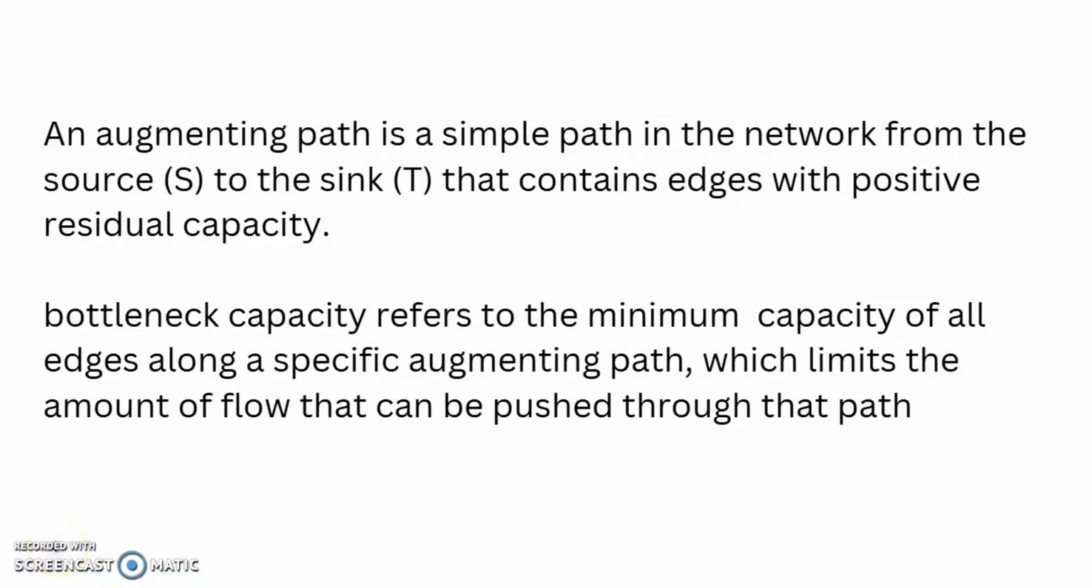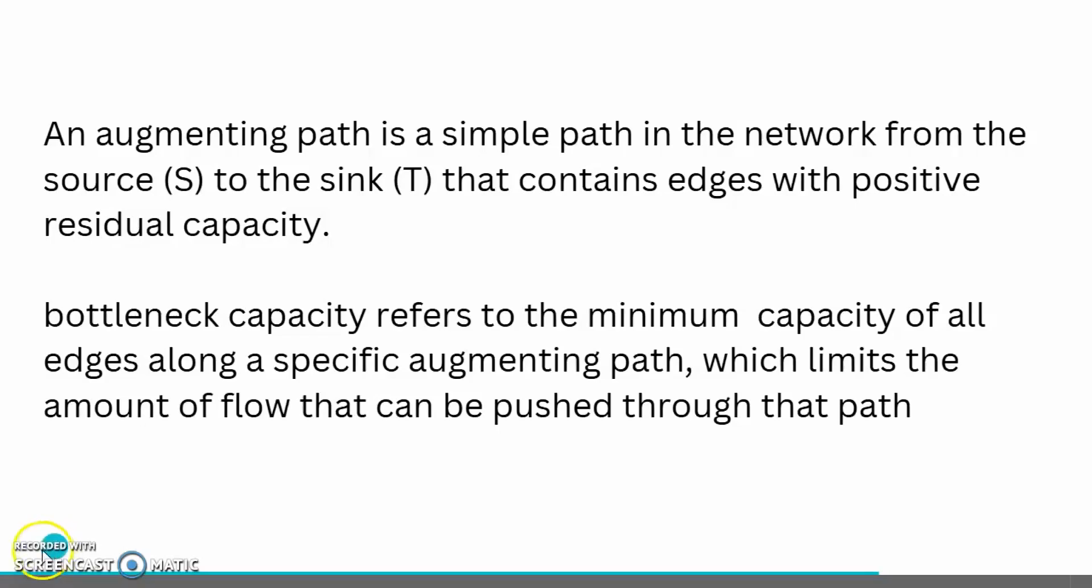In this algorithm, we are using two terms. An augmenting path is a simple path in the network from the source to sink that contains edges with a positive capacity of flow. And another one is bottleneck capacity. It refers to the minimum capacity of all edges along a specific augmenting path, which limits the amount of flow that can be pushed through that path. Let us understand the meaning of these concepts by working on an example.